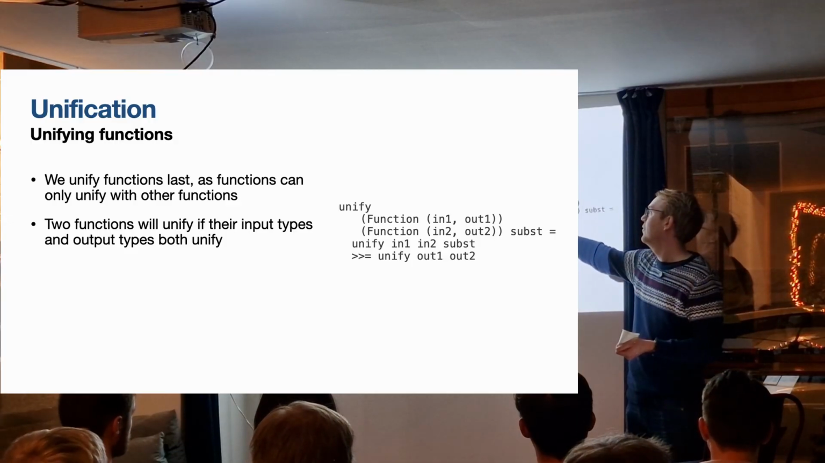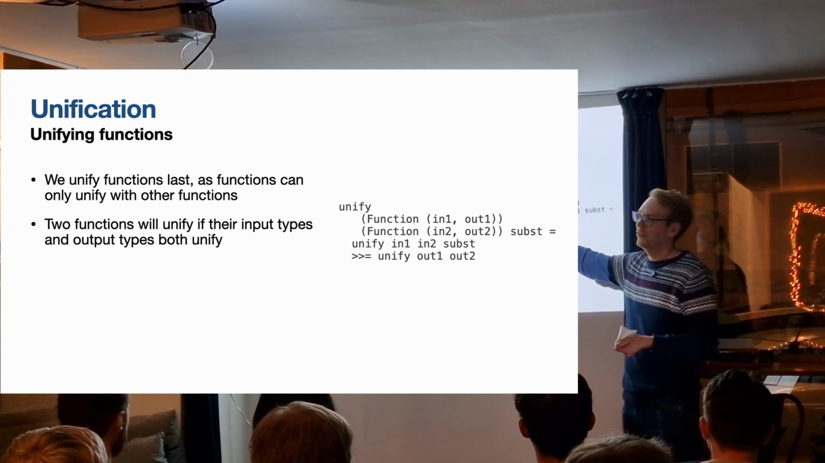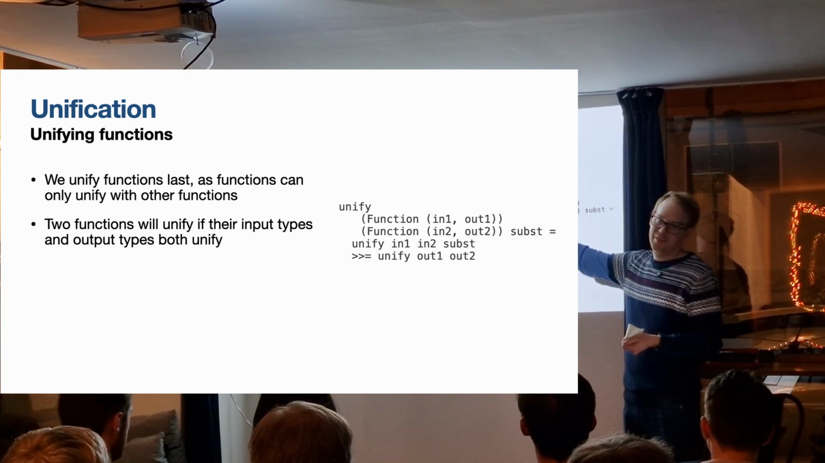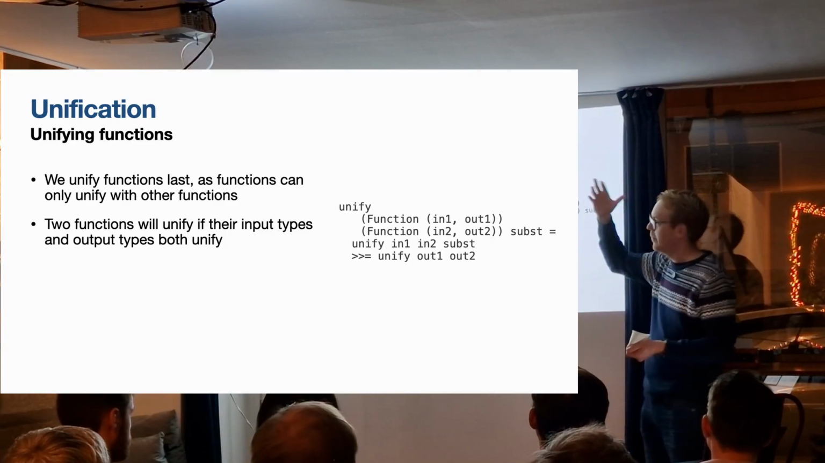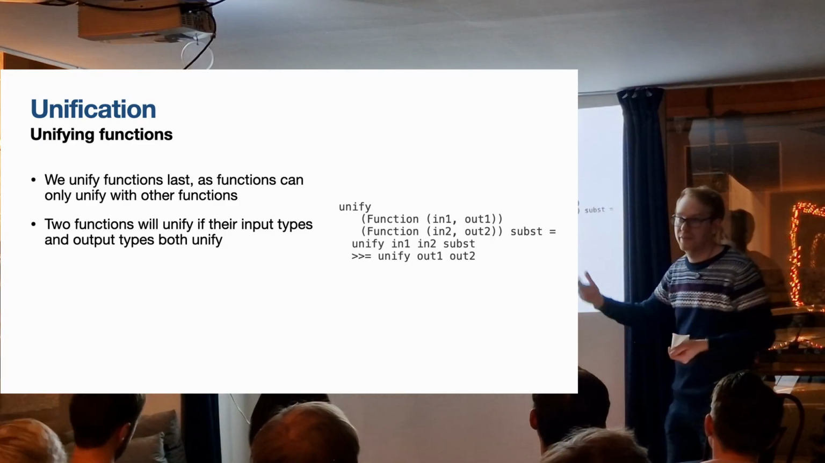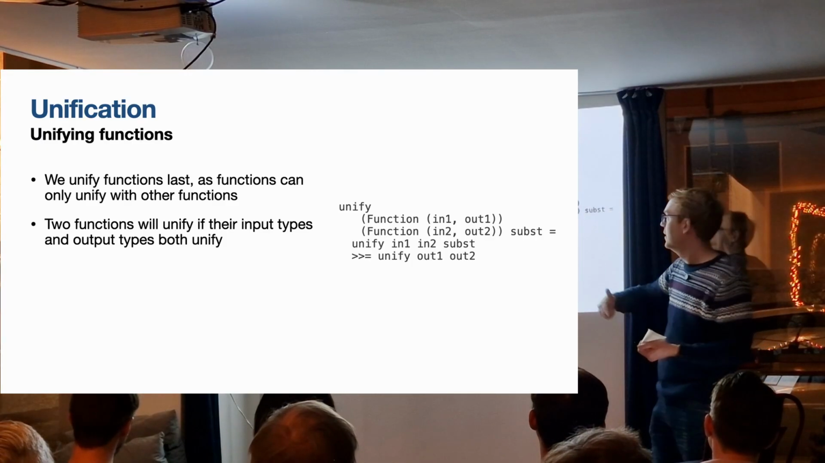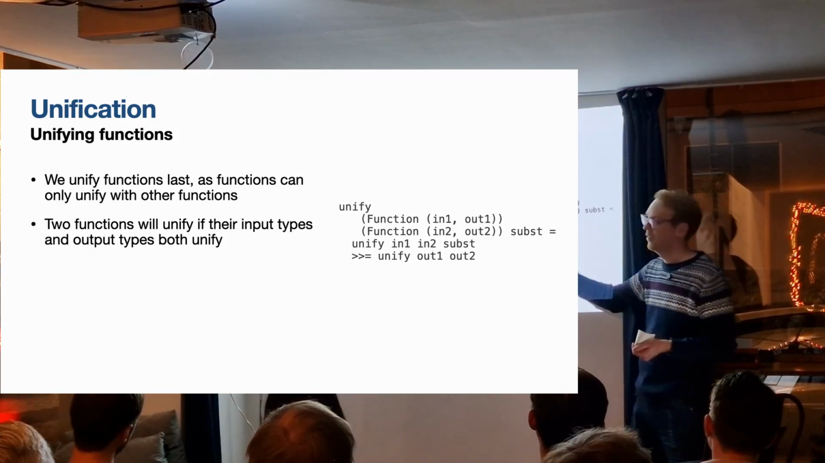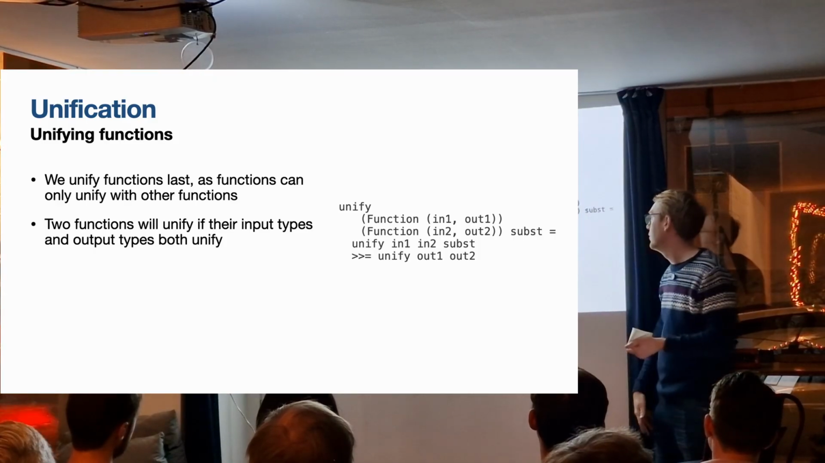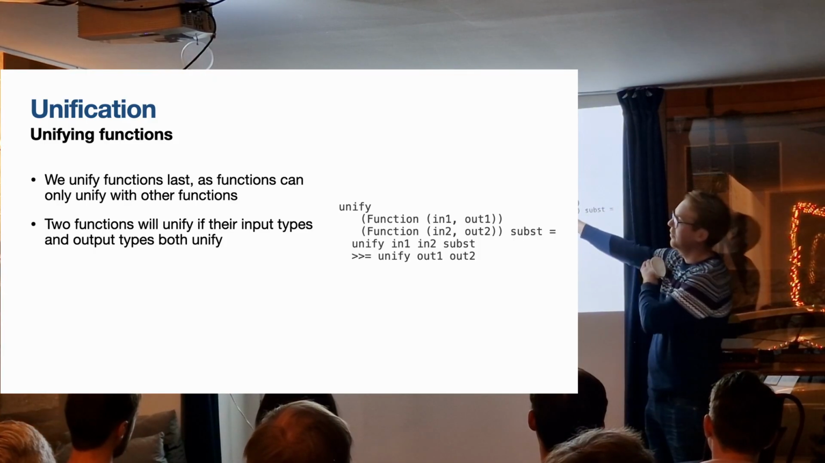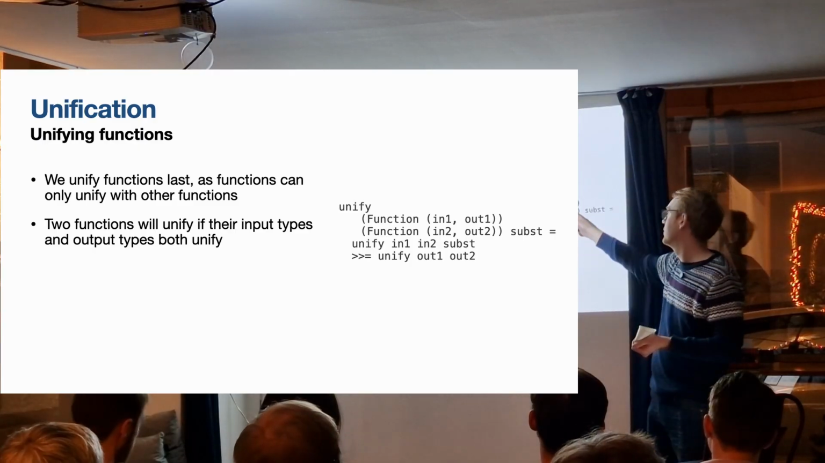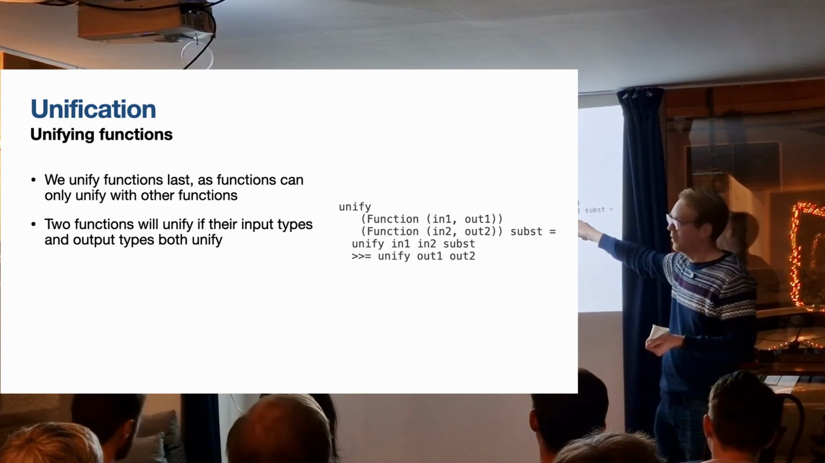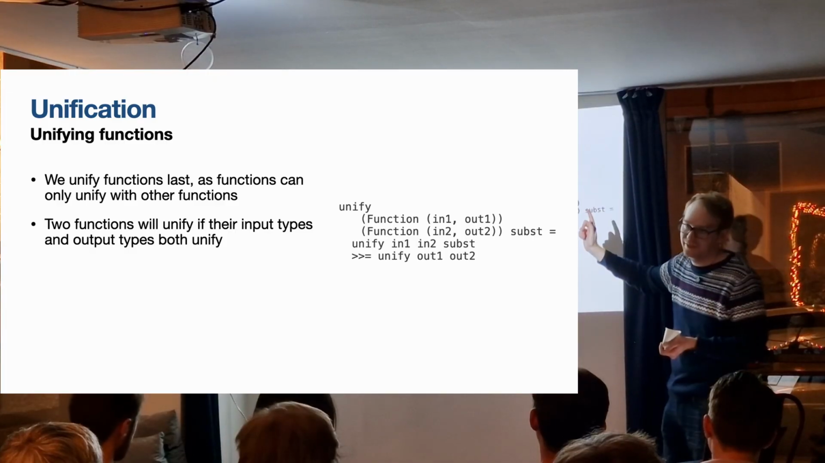If you have anything but a function on both sides, we should fail unification. And then we just grab the two types from each function and recursively unify them both. So the first input type and the second input type need to be the same. The output type 1 and output type 2 also need to be the same type.